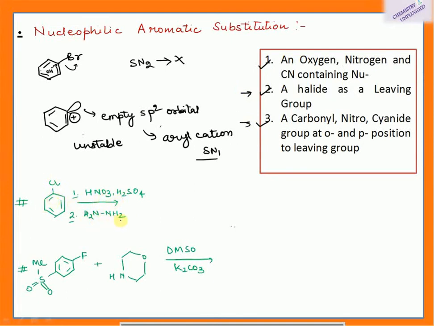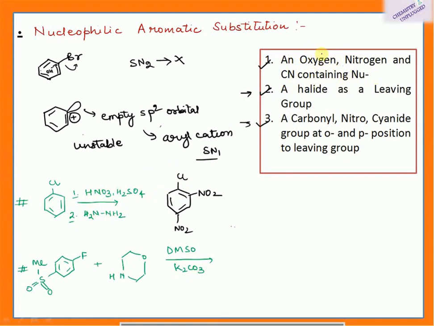So first we have chlorobenzene, and first we are doing its nitration, then we are treating it with hydrazine. When we are doing its nitration, we can have ortho and para substituted products. So suppose we are doing nitration in excess of HNO3 and H2SO4. So what will we get? We will get an NO2 group attached at the ortho and para positions.